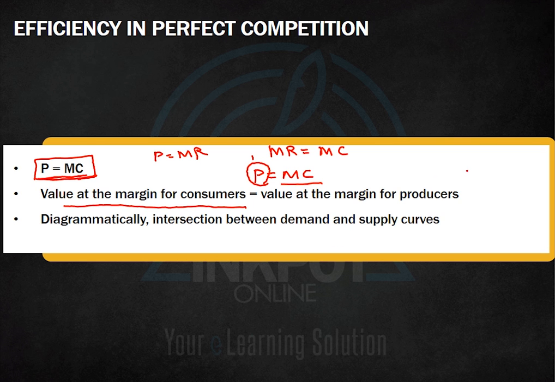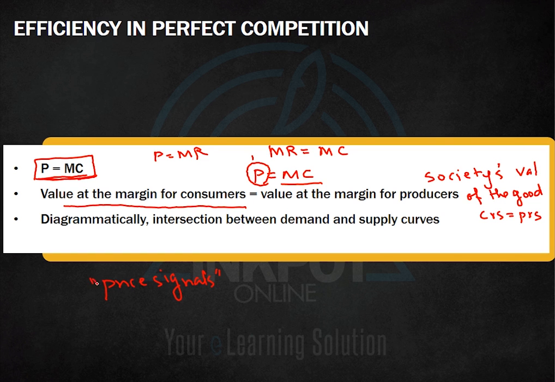So essentially what we are saying is that when the P equal to MC condition is being satisfied, then the society's valuation of the good from the producers' and the consumers' side is getting equated. So we say actually that the price signals are indicating the costs in a true manner.